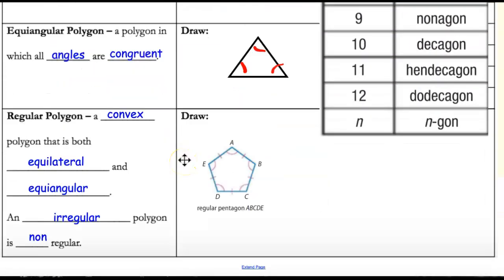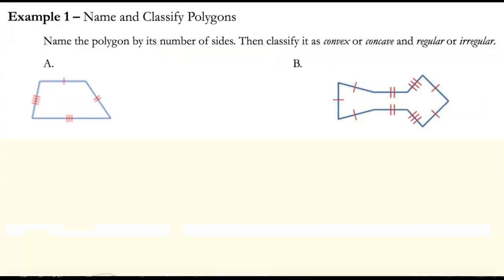A regular polygon is convex, and it has to be both equiangular and equilateral. So here we have an example where all the sides are the same and all of the angles are the same. So in our first example here, they want us to name it, first of all, by its sides.